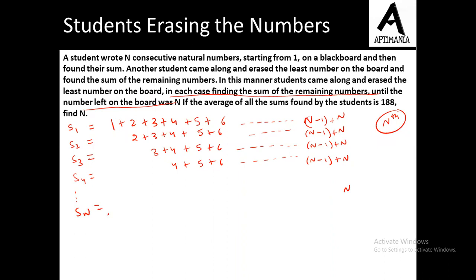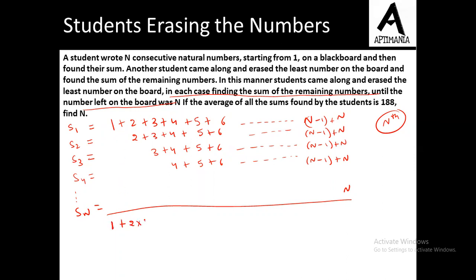Now what we need to do is find the sum, then calculate the average, and that must be equal to 188. That is given in the question. If the average of all the sums found by the students is 188, we need to find the value of n. Now there is a simple way to solve this question. See, how many times is 1 appearing? So 1 is appearing only one time. Now 2 is coming 2 times.